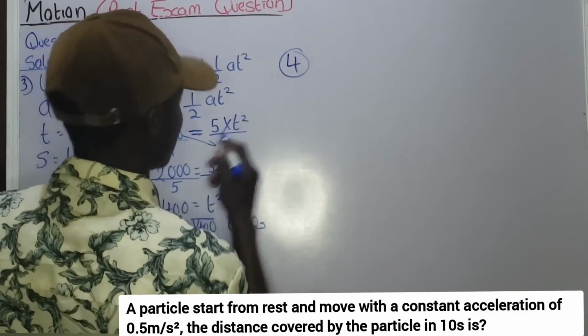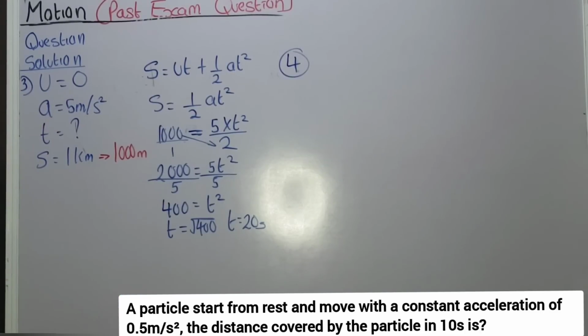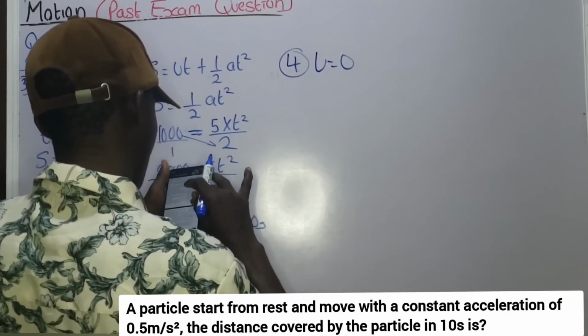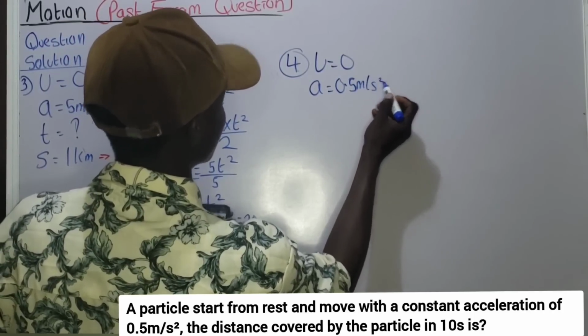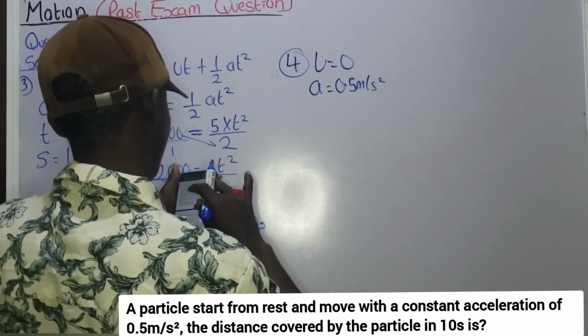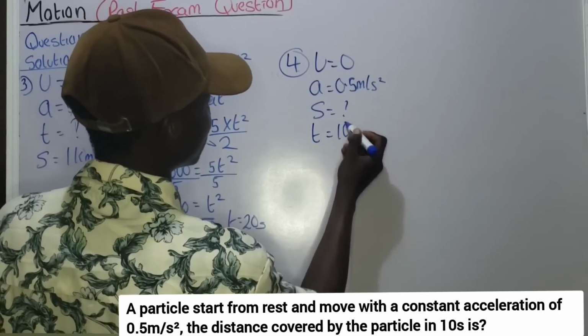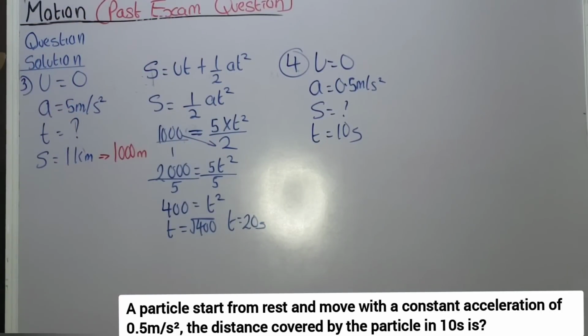Okay, we are given that the particle starts from rest. So here u will be equal to 0, you understand? The particle starts from rest, u will be equal to 0, and acceleration is what? 0.5 meter per second squared. Okay, the distance covered by the particle in 10 seconds, S is what we are looking for, and the time is what? 10 seconds.